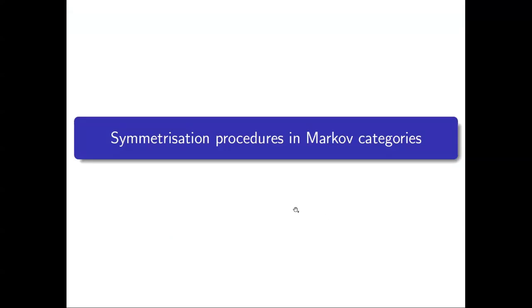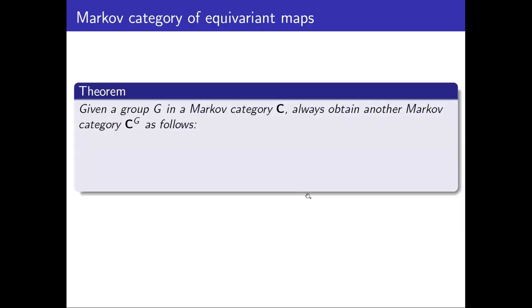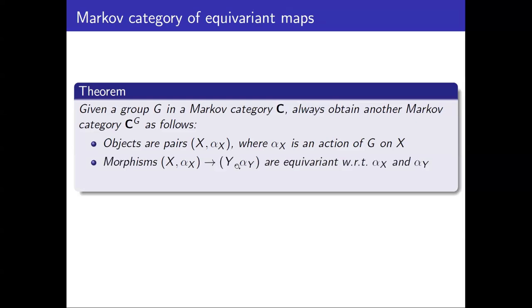Okay, so now we can talk about symmetrisation procedures. I'm going to just state this. This is a fairly natural result. If I give you any group in a general Markov category C, there is always another Markov category C_G defined as follows. The objects of this category C_G are pairs of an object X in C equipped with an action of G on X. If you've done some group theory before, these are like G-sets: objects equipped with an action rather than just objects floating around freely.